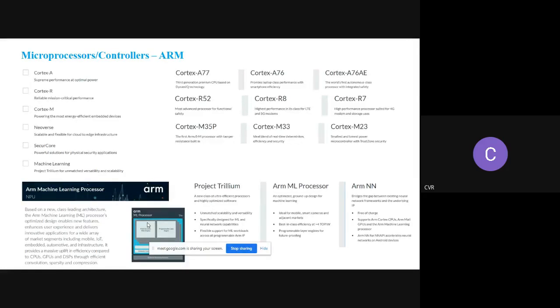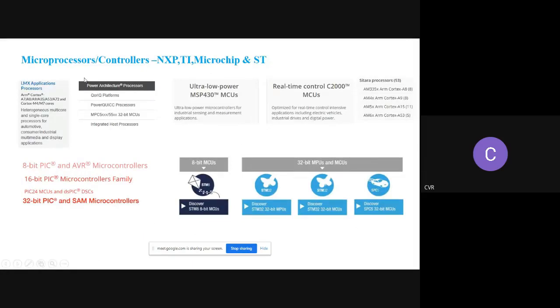You have other processors and controllers from NXP, Texas Instruments, Microchip, and ST. NXP, Texas Instruments, and ST Microelectronics also have different types of ARM processors. Then you have low power processors from Texas Instruments called MSP430, typically used in battery operated applications. Then you have signal controllers, again from Texas Instruments, and then the PIC series of microcontrollers.